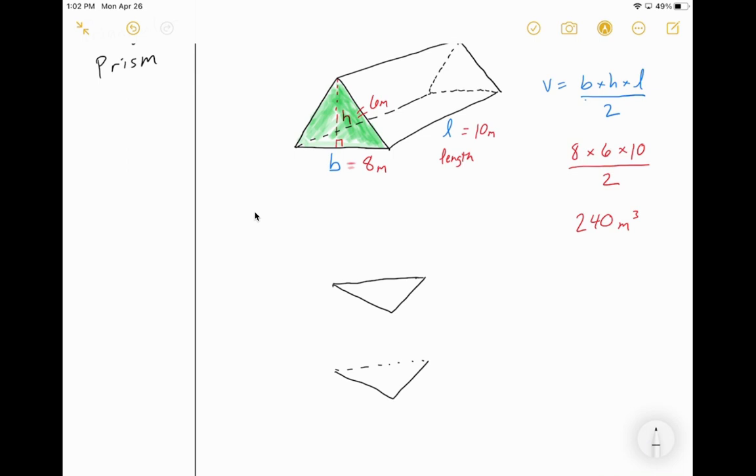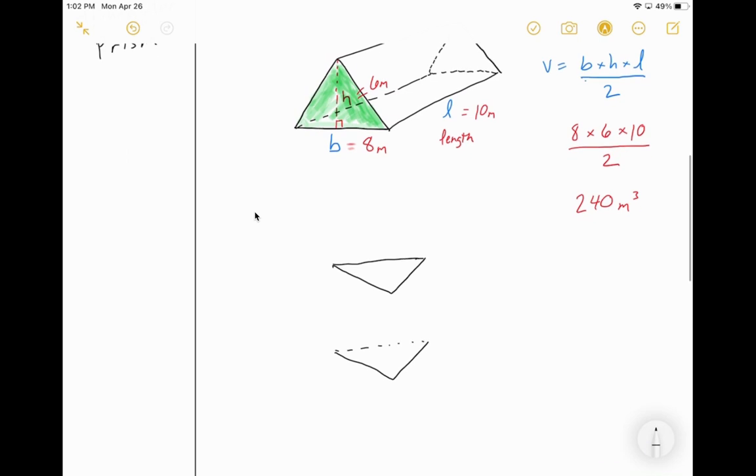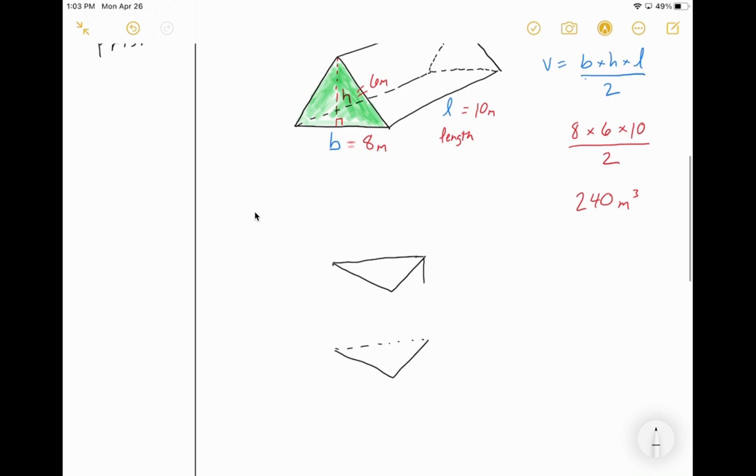All right, you guys ready for the part that's going to blow your minds? Here we go. This is the mind-blowing part. Let's change these two triangles into a three-dimensional shape by connecting the corners. Not bad, huh? Not bad.